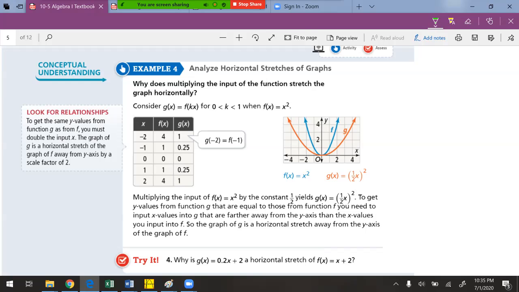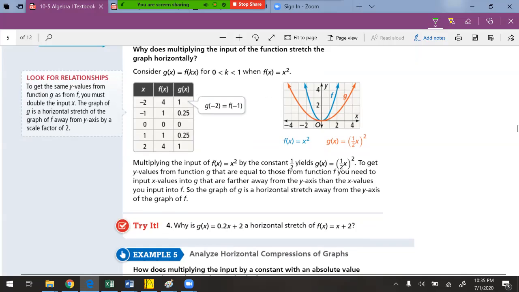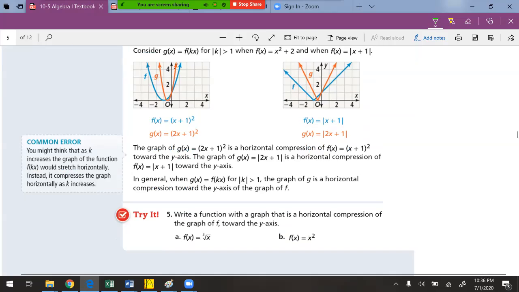What is multiplying the input of the function stretch the graph horizontally? This is where the number inside gets multiplied by a negative. That changes things. I don't want to go over this too much because it seldom ever happens, but it does change the inside though. So it basically just stretches it. Horizontal stretch of x plus 2, basically it's 0.2, right? It was a horizontal stretch of 0.2, not that bad.